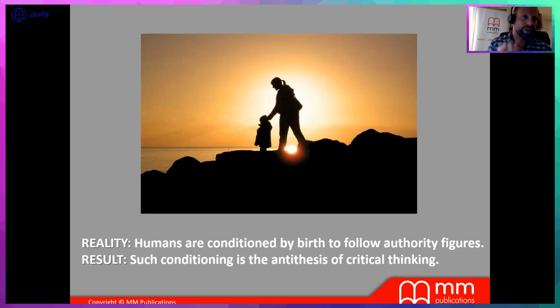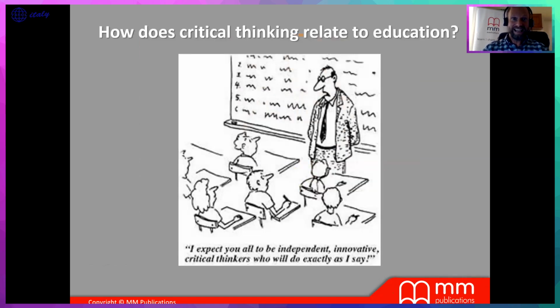And yes, up to a certain age, this is just fine. But as we grow older and we have more and more influences from the different people that we meet, from the knowledge that we acquire, this requires the cultivation of critical thinking. So the result is that the conditioning here is the antithesis of critical thinking. And in order to transfer this gradually to the classroom setting, as depicted in this image here, let's see how critical thinking might relate to education.